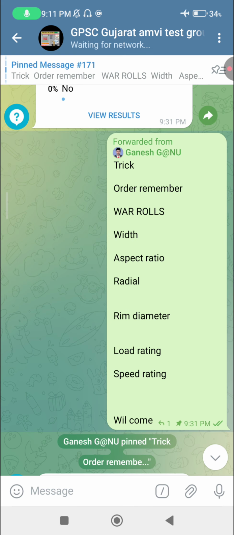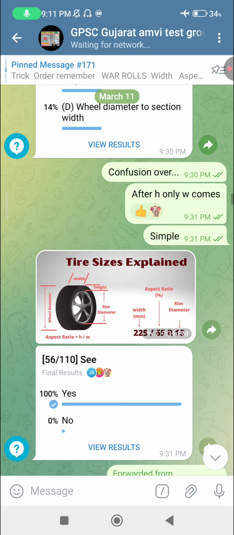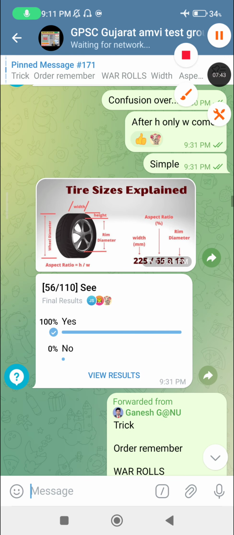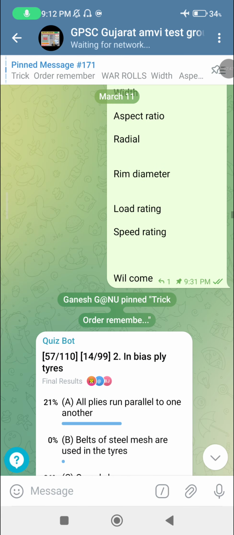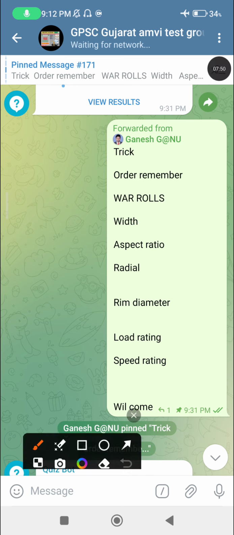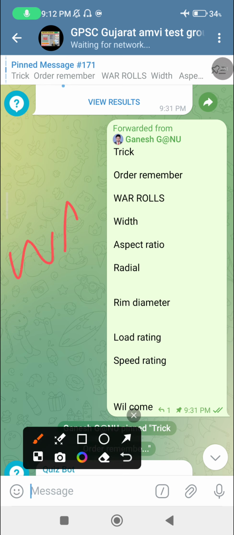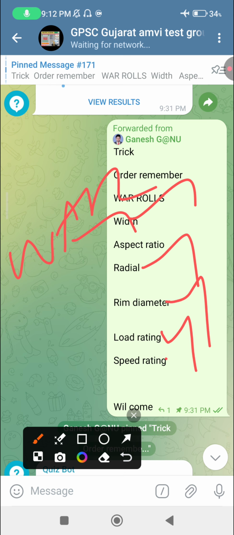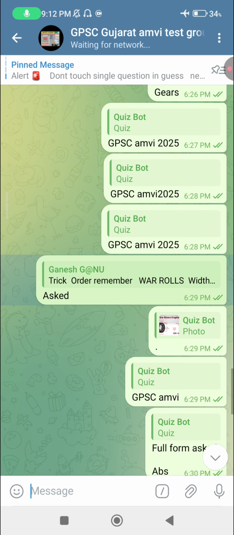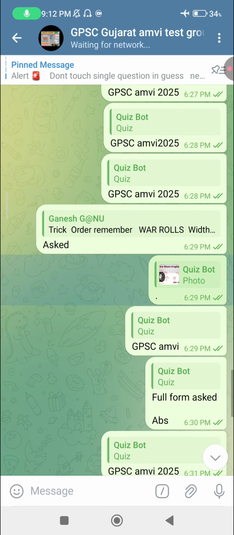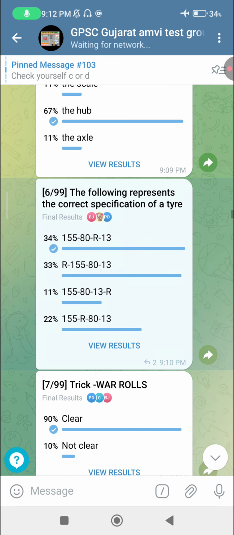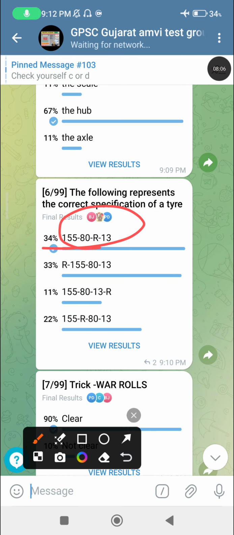This is asked. Then I have said already this condition will be asked. They have given one condition and they have asked you which section, which tyre. We have a trick: tyre markings are the aspect ratio, radial, rim diameter, load rating, speed rating. See, these are the things. If you remember this, we can answer. In that question, this code will be given and they have asked you what this code means.